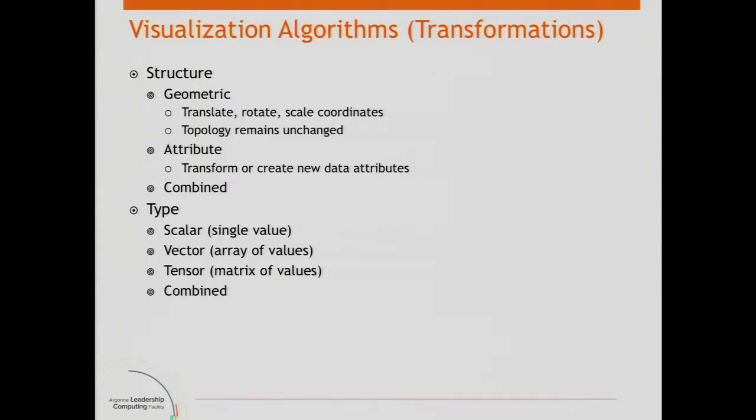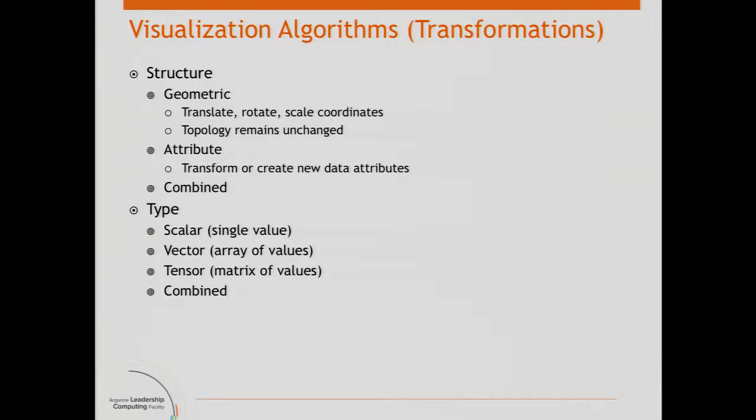So switching gears a little bit, visualization algorithms. How are we actually going to compute and change this data in order to visualize it? If we think of visualization algorithms or transformations, they're divided into two main ways. One is structure. Within structure, when we change it, we talk about changing it geometrically in terms of translating, rotating, scaling the coordinates. In that case, the topology itself remains unchanged, so, for instance, how vertices of a mesh are connected to one another doesn't change, but the position of those vertices may.